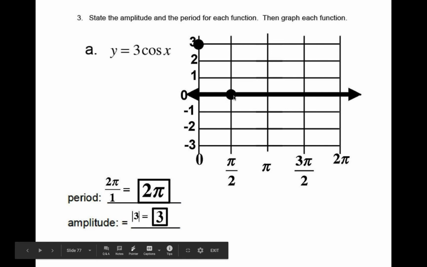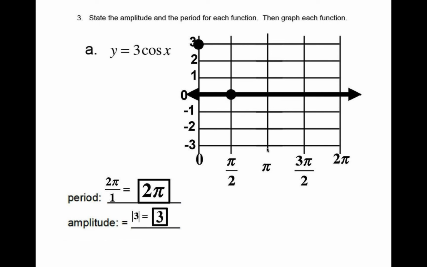Then you go to 0. Then you go to the amplitude, 0, amplitude. Do not let your graph look like a V. It's a curved graph, so try to curve it if at all possible.